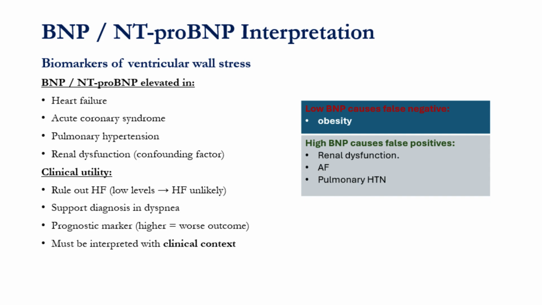BNP and NT-proBNP are biomarkers released in response to ventricular wall stress and elevated filling pressures. Elevated levels support the diagnosis of heart failure, particularly in patients presenting with dyspnea. However, these biomarkers may also rise in acute coronary syndrome, pulmonary hypertension, or renal dysfunction. Clinically, low BNP levels are especially valuable because they make heart failure unlikely. Higher values are also associated with worse prognosis and increased mortality risk.